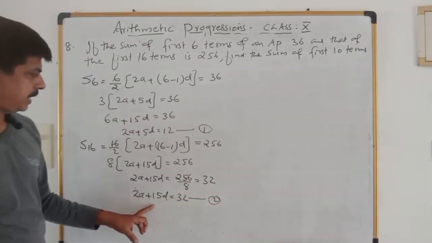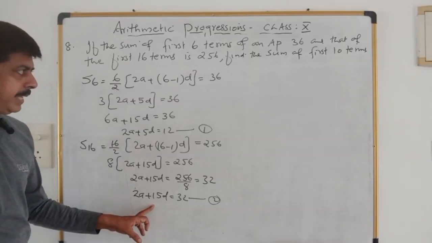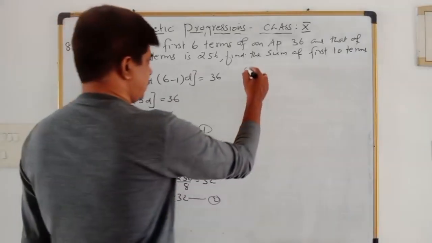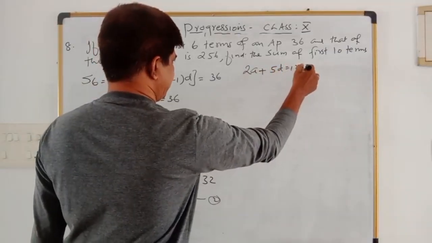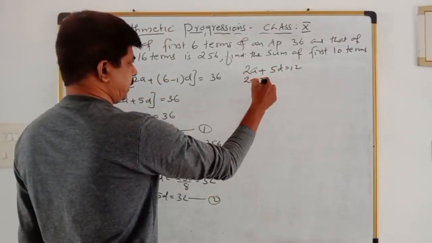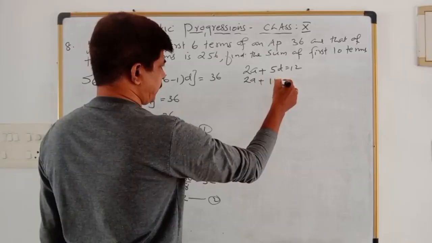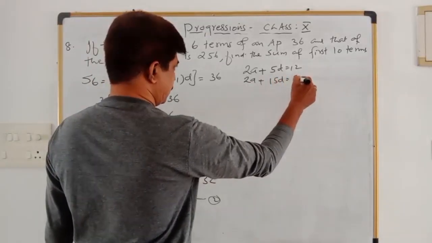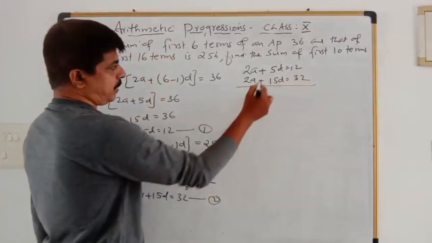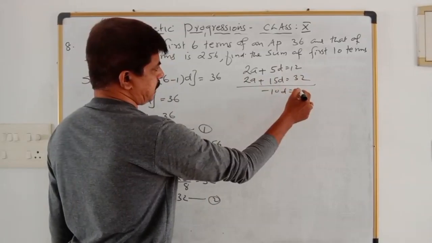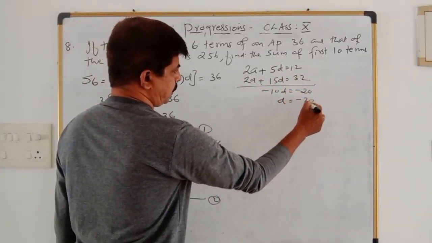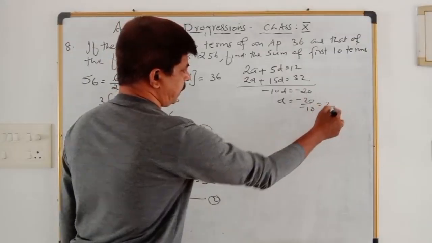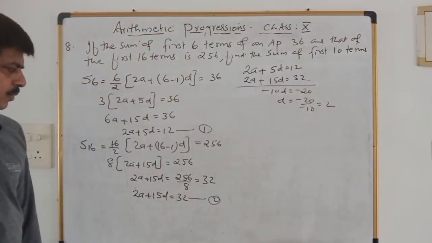Now from equation 1 and 2, we want to solve for a and d. We have the first equation, 2a plus 5d is equal to 12, and the second equation, 2a plus 15d is equal to 32. Subtracting, minus 10d is equal to minus 20. Therefore, what is the d value? d is equal to 2.